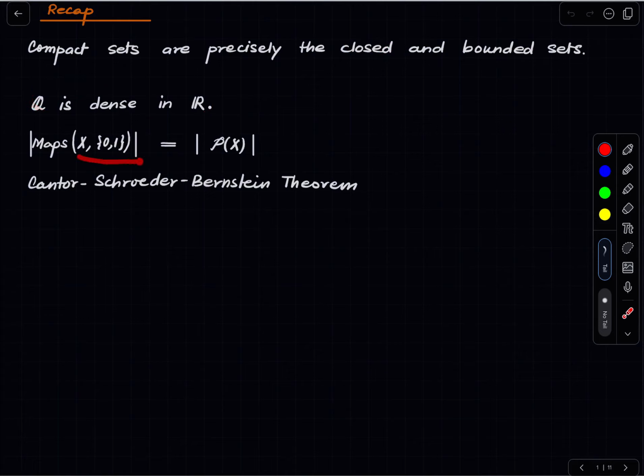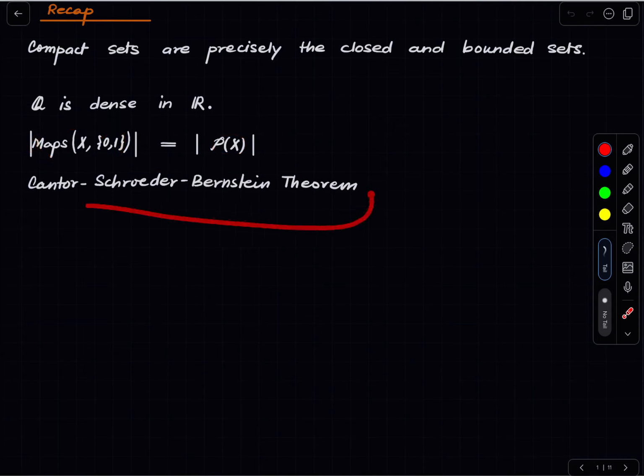We will also use the fact that the cardinality of this set, which is the set of all maps from a set X to {0, 1}, is the same as the cardinality of the power set. So there is a natural bijection between this and that, and that is what leads to this.